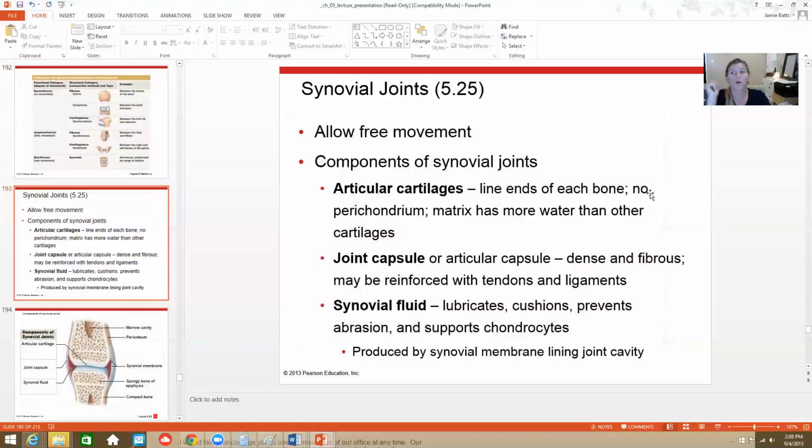So let's talk about all of the parts of a synovial joint. Again, they allow for free movement. There's articular cartilages at the end of the long bones. There's a joint capsule that's filled with fluid. There could be tendons and ligaments associated with that. That fluid is called synovial fluid, and it's there to lubricate, cushion, and protect.